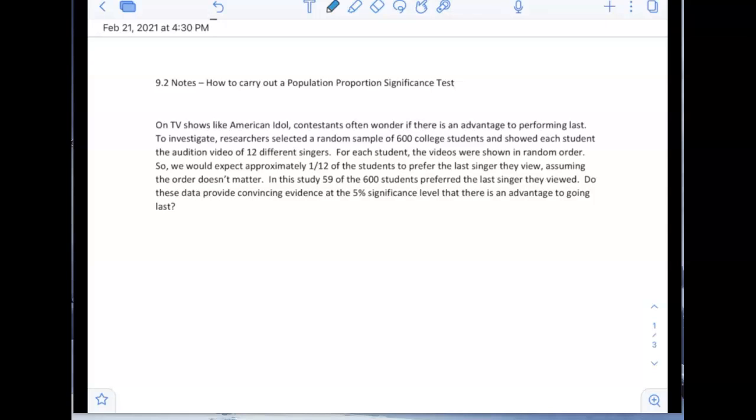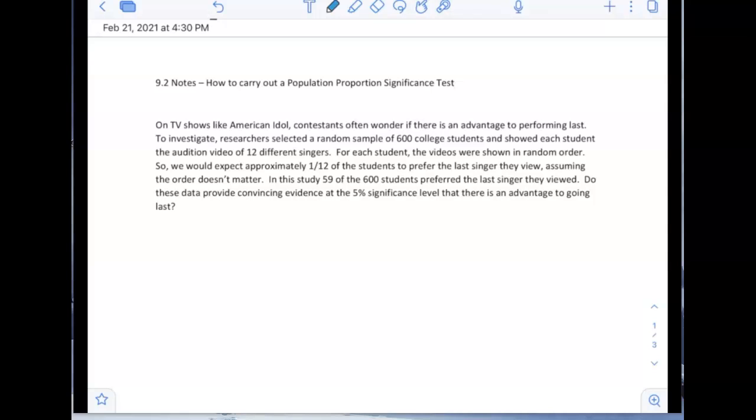It says on TV shows like American Idol, contestants often wonder if there's an advantage to performing last. To investigate that, researchers selected a random sample of 600 college students and showed each student the audition video of 12 different singers. For each student, the videos were shown in random order, so we would expect approximately 1/12 of the students to prefer the last singer they view, assuming the order doesn't matter. In this study, 59 of the 600 students preferred the last singer they viewed. Do these data provide convincing evidence at the 5% significance level that there is an advantage to going last?